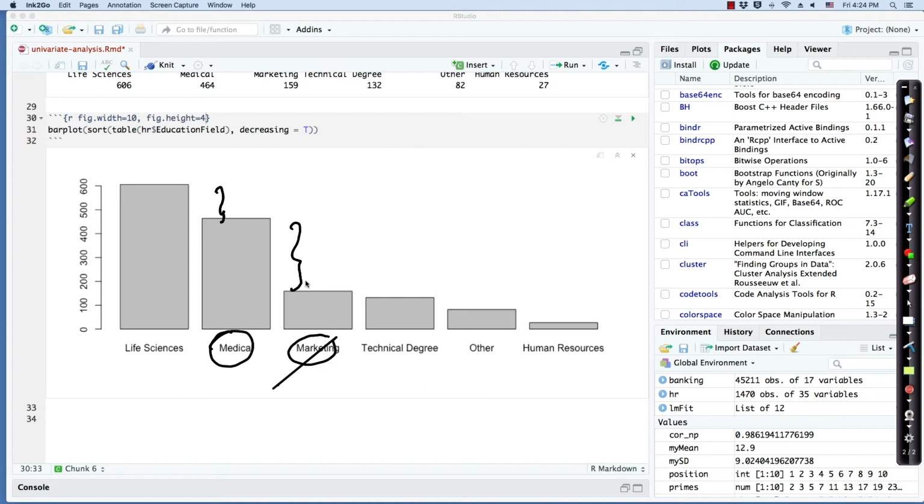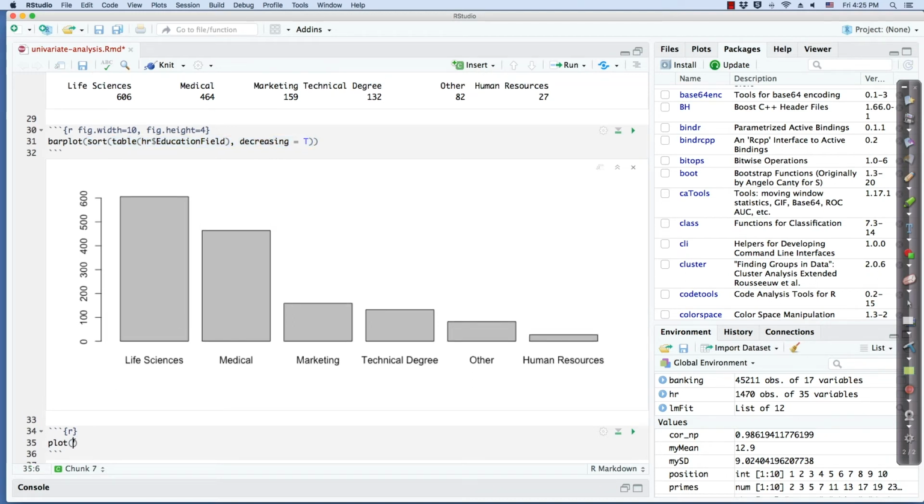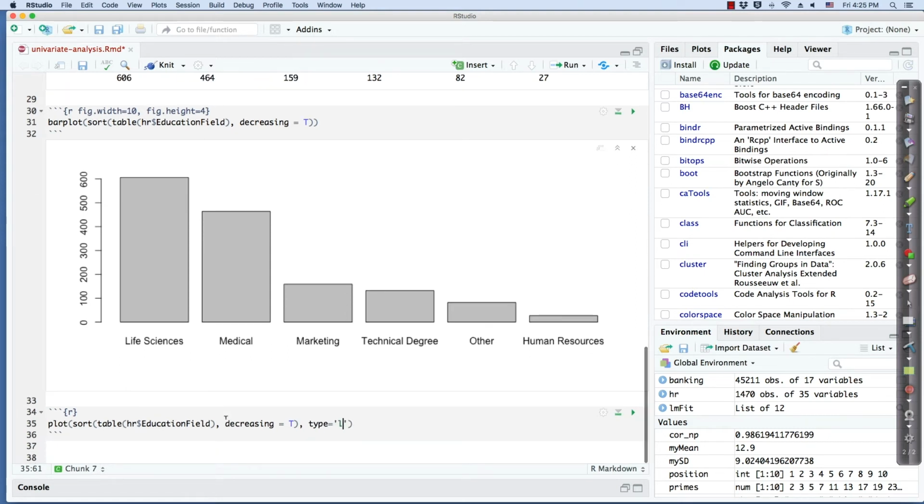The decrease in frequency of the subsequent categories is very gradual. So, you see a very small difference between the bars post marketing category. We can plot a simple line chart for the same output using the plot command and pass on the same values, and make the type of the chart a line chart. To do this, just pass the parameter type equal to L.